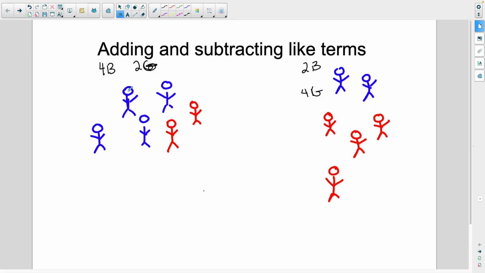Well, we wouldn't combine the girls with the boys. We would do the 4 boys with the 2 boys, which would give me 6 boys. And then we would have the 2 girls plus the 4 girls, which would give me 6 girls again. Now, to write this as an expression, we would probably put a plus in between those, saying that the groups are together in one whole group.